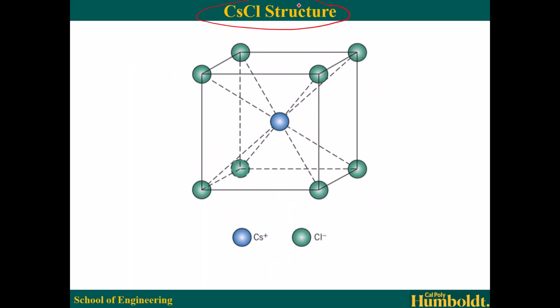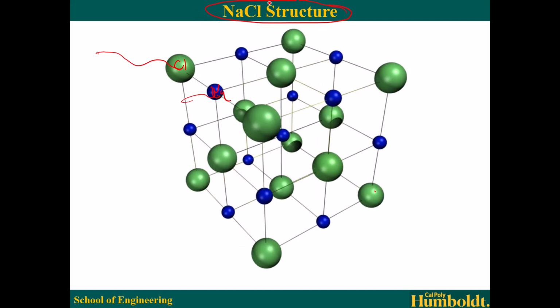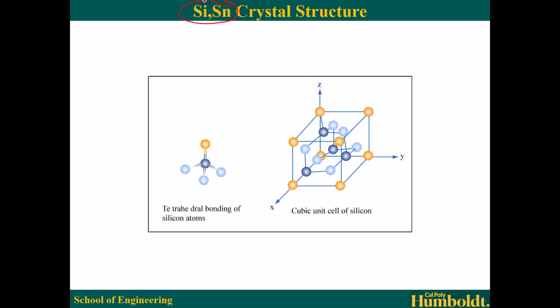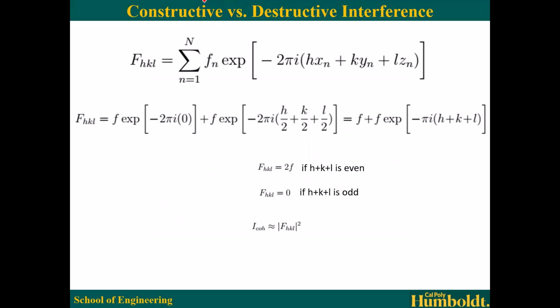CsCl has a similar structure. Again, it's an interpenetrated lattice, but whereas these can be represented as interpenetrated FCC lattices, here it's going to be two interpenetrated BCC structures, and we'll get to that. But CsCl is also a candidate. Also, tin and silicon have a diamond structure, which is also a different type of interpenetrated FCC lattice. And again, we'll get to that in a bit.